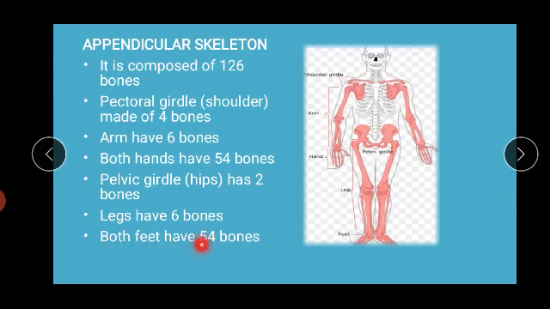And both feet have 54 bones. Right one and left one feet both collectively have 54 bones. So this is all about the structure or the number of the bones present in our axial skeleton and the appendicular skeleton.